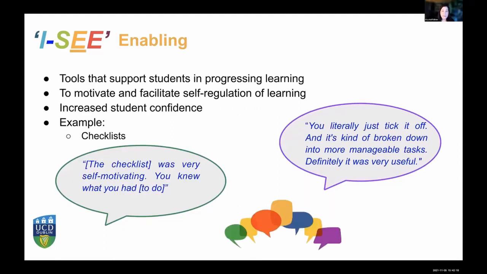So our next step is enabling. We tried to ensure that we use tools in the VLE to support students along their pathway of learning. These tools motivated and facilitated self-regulation of learning and increased student confidence. One very popular tool was the checklist, and students told us the checklist was very self-motivating. You knew what you had to do. You literally just tick it off, and it's broken down into more manageable tasks. Definitely, it was very useful.